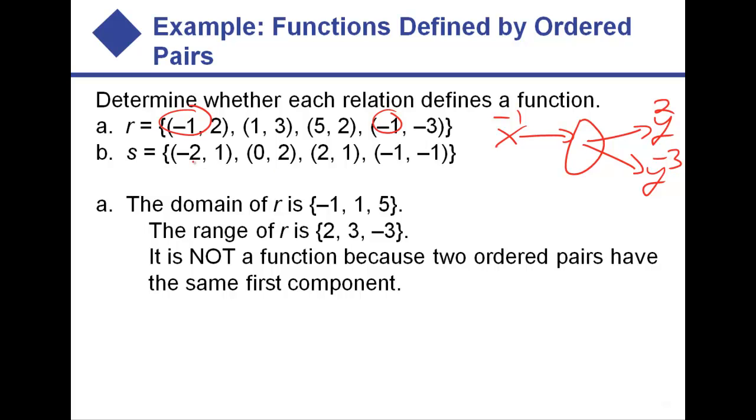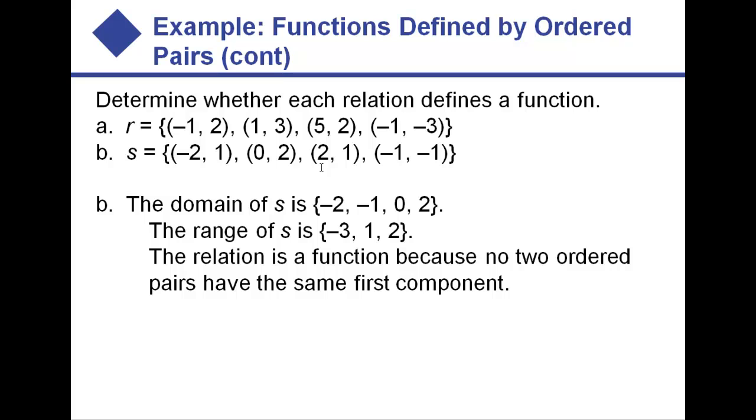What about the second one? -2, 0, 2, -1. That would be your domain. And 1, 2, 1, -1. So basically just -1, 1, and 2 would be your range. Is it a function? Do we have any problem with the same input going to two different outputs? And hopefully you can see pretty clearly that no, we're fine. It's a function because we don't even have the same input twice. And that's what it's talking about here.